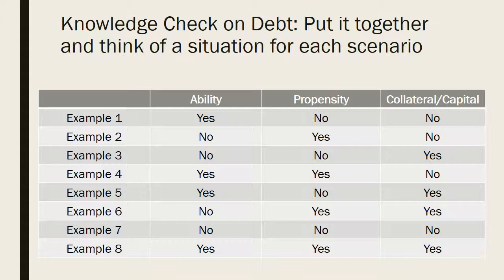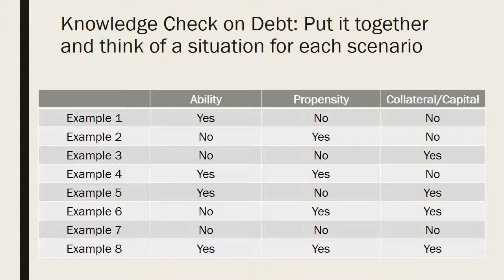Let's make sure you've mastered this. Below I have some different scenarios, some different examples. What I want you to do is go through each example and come up with a story. For example, we'll say example 2. So you lend me money and I lose my job, so I don't have the ability to pay you back. But if I had the money, I definitely would pay you back. So propensity is there.